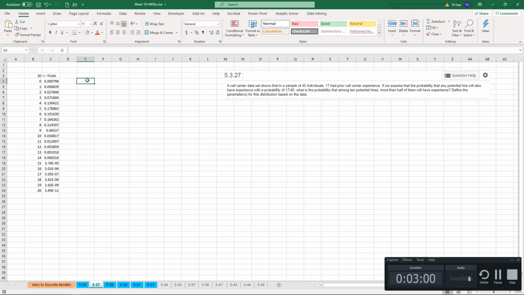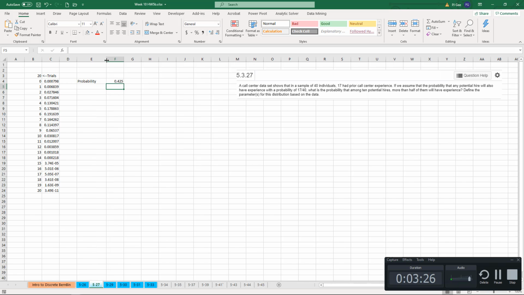So let's go in here with the binomial. Let's type some numbers in here. So the probability of a true or a correct probability is going to be equal to 17 over 40. Okay, so it's basically a 42.5% chance that when we get somebody, they're going to actually have this experience. Okay, 0.425. And we just assume that applies across the board here.